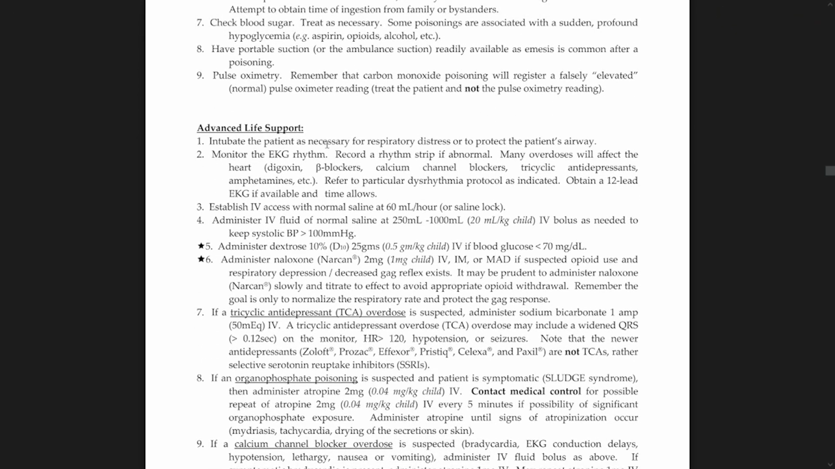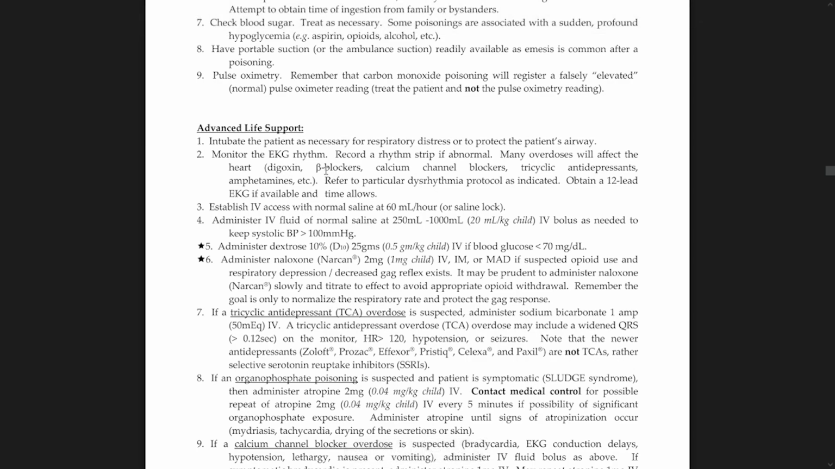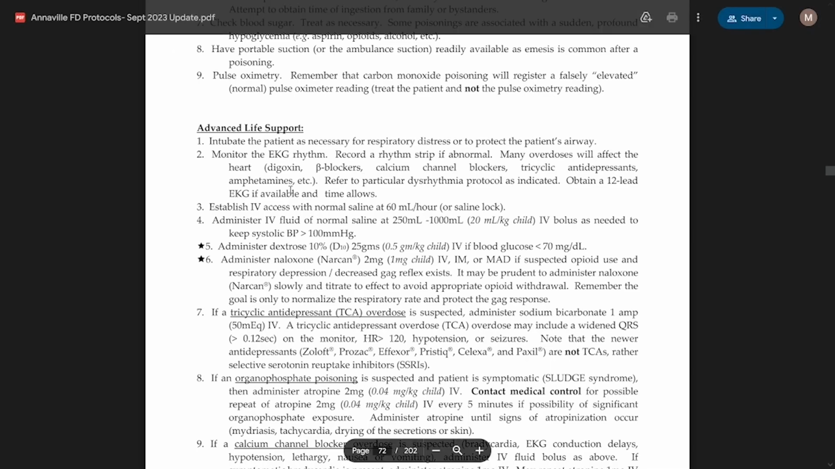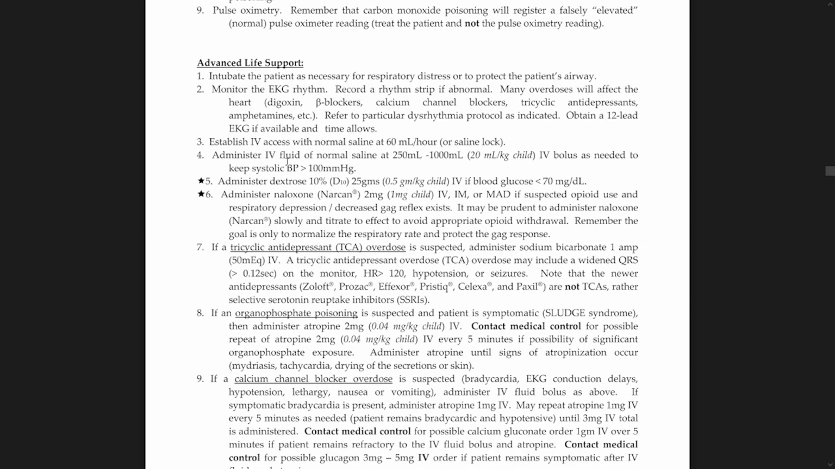Intubate the patient if necessary, for an ALS provider. Monitor a 12 lead if possible. Many overdoses will affect the heart, such as digoxin, beta blockers, calcium channel blockers, tricyclic antidepressants, amphetamines, etc. Refer to particular dysrhythmia protocols as indicated. Establish an IV access. Administer saline if the patient's blood pressure is less than 100 millimeters of mercury, but watch out for crackles.